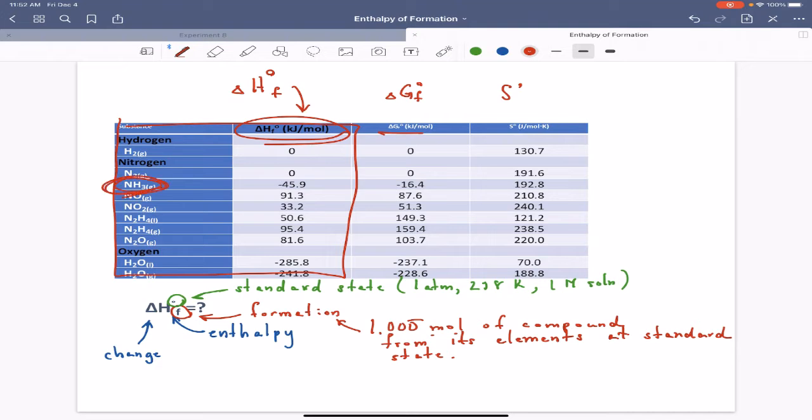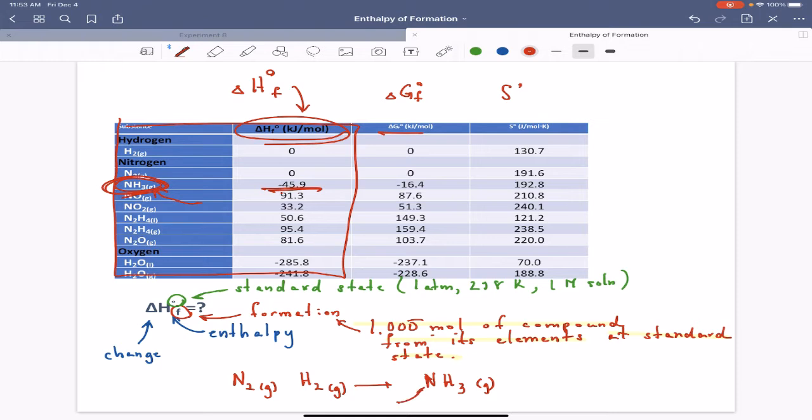So let me start with ammonia. If I was going to write the equation that represents this number, I would say I'm forming 1 mole of ammonia. That's a G, so I'm making ammonia gas. Forming 1 mole of the compound from its elements at standard state. The elements in ammonia are nitrogen and hydrogen. In their standard state, those are diatomic molecules. Those elements are diatomic, and they're both gases.